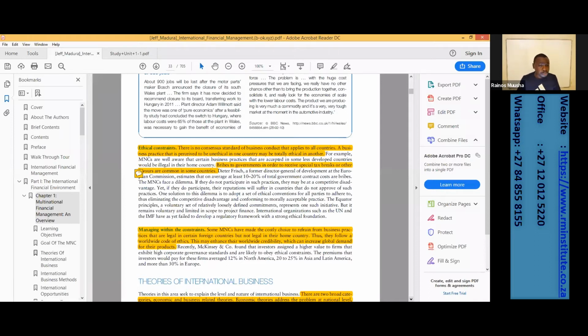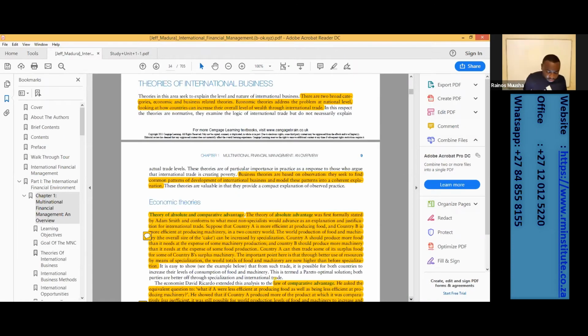So there's always going to be a link between these constraints and the goal of the firm. Are there any questions when it comes to the constraints before we go on to the theories?